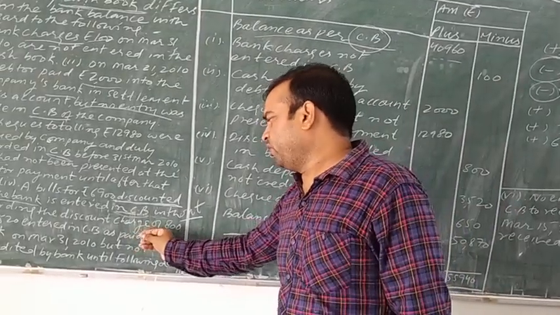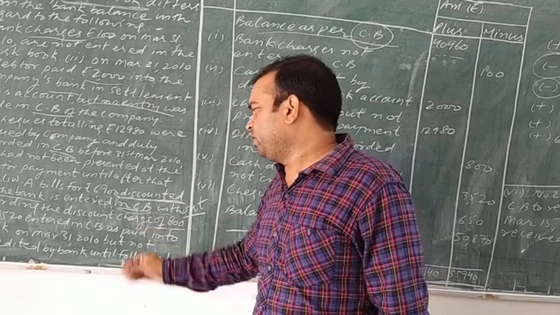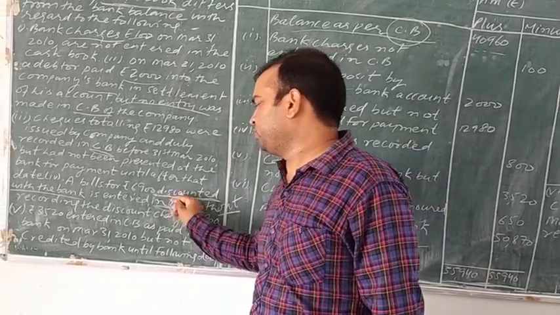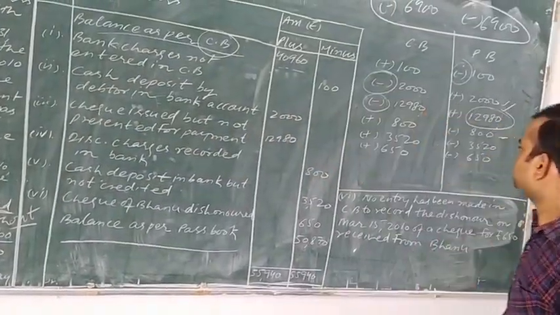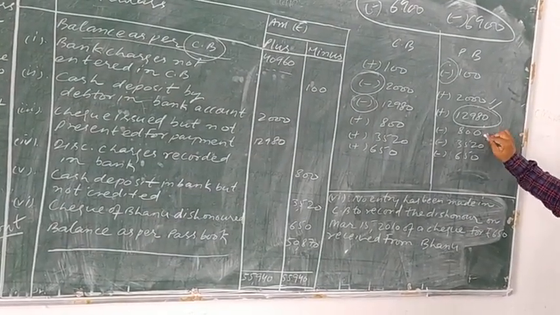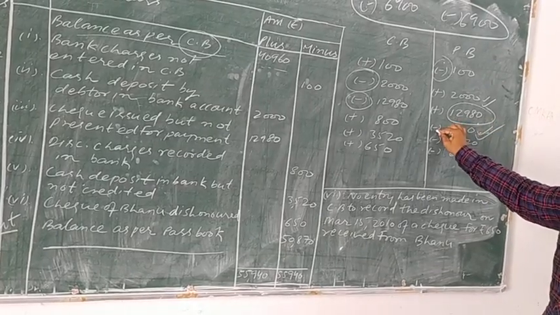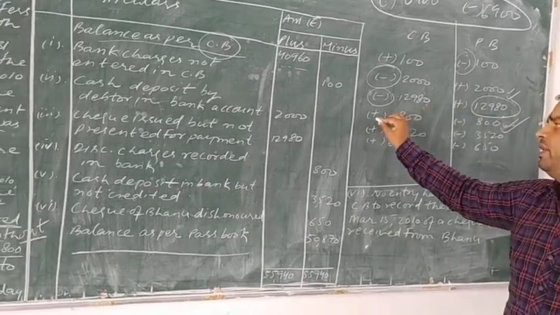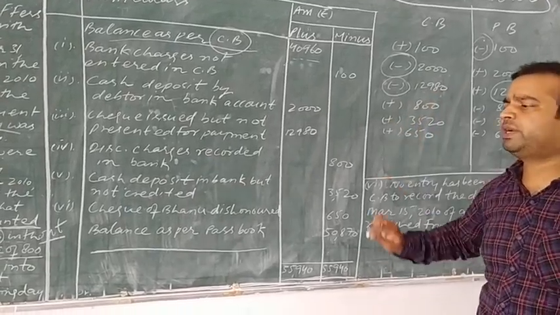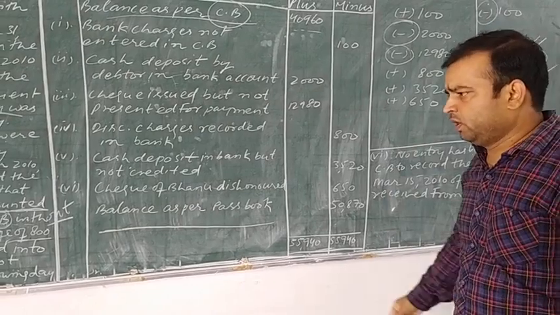Discounting charges were recorded in the passbook, okay, right, but it was not recorded in the cash book, right. So resultantly, what might have been done in the passbook, this 800 will be subtracted, and 800 in the cash book will not be subtracted because no record of the same is done in the cash book.